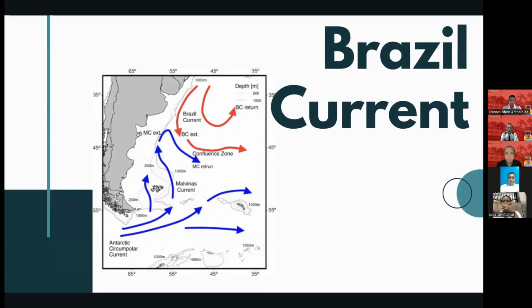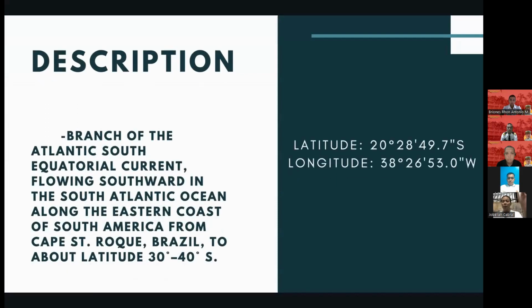Brazil Current. Description: a branch of the Atlantic South Equatorial Current, flowing southward in the South Atlantic Ocean along the eastern coast of South America from Cape Saint Roque, Brazil, to about latitude 30 to 40 degrees south.